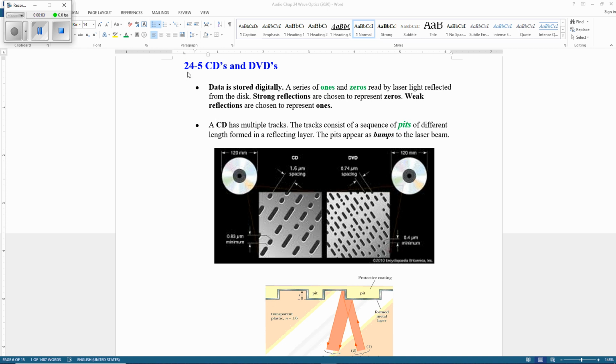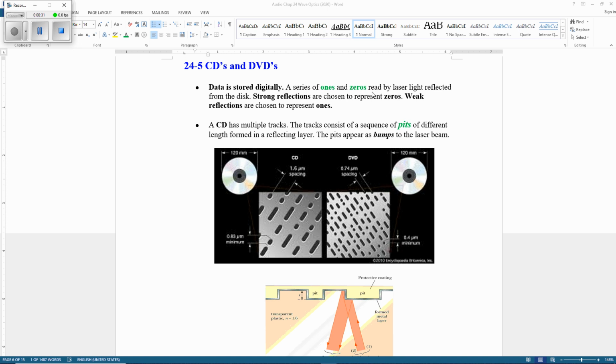Okay, section 5. One application of interference is CD and DVD. Okay, let's see how they work. Data is stored digitally, so we need a series of 1s and 0s, like 1, 0, 1, 0.